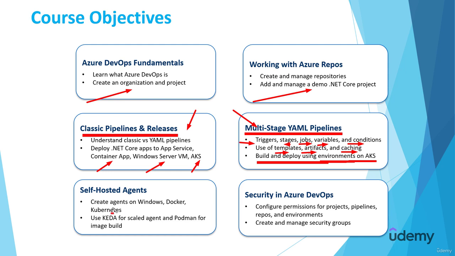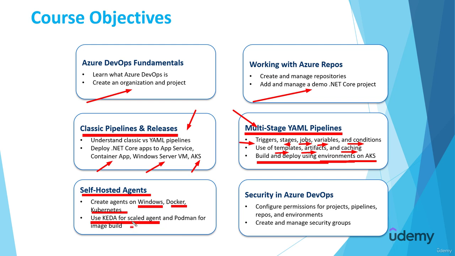After it, we'll talk about how to create a self-hosted agent inside Azure DevOps. We will create agents in Windows Server and on a Docker container. We'll try to make the self-hosted agent inside a Docker container. Also, we'll try to make it inside the AKS cluster, to make the build agent inside the Kubernetes cluster. Then we will use the KEDA operator for the scaled agent. This KEDA we will use for scaling the agent pods whenever we need a new agent for our pipelines.